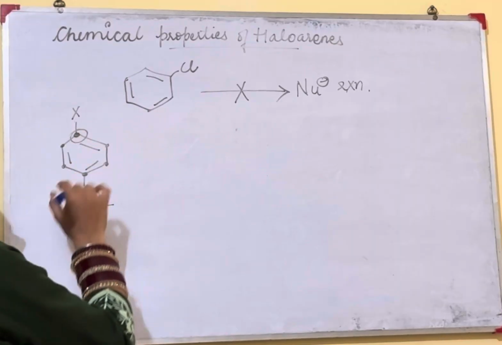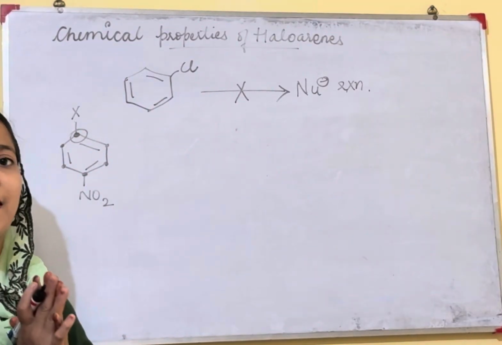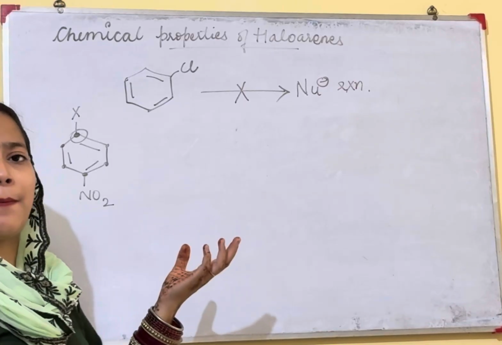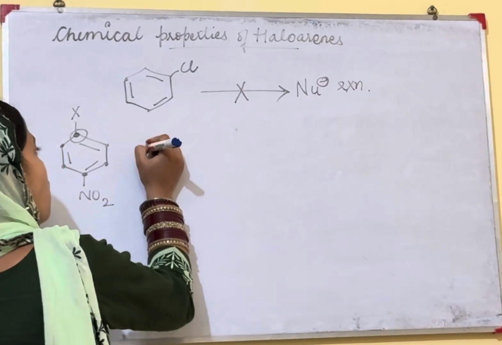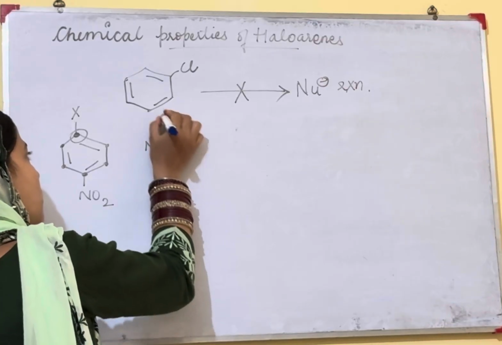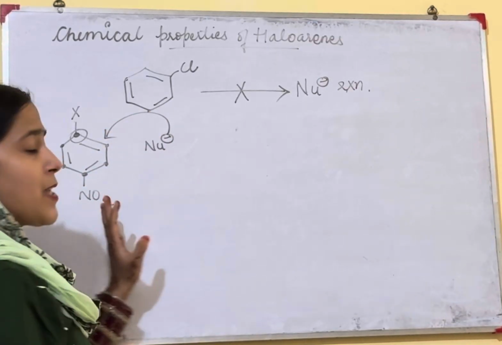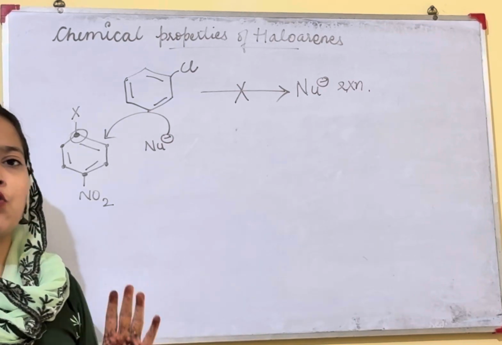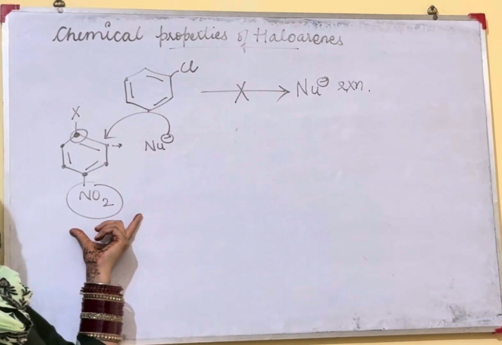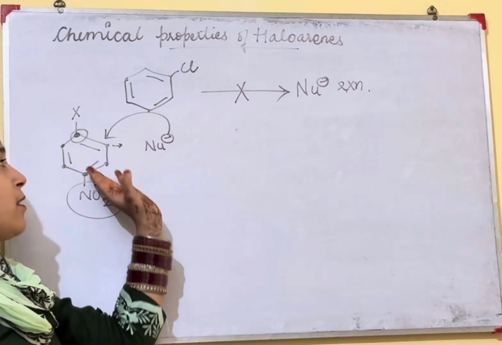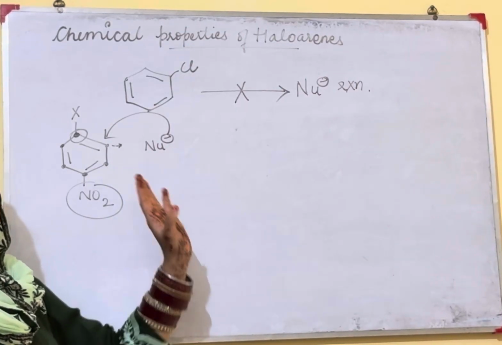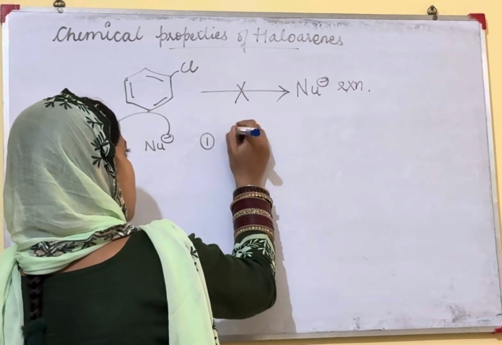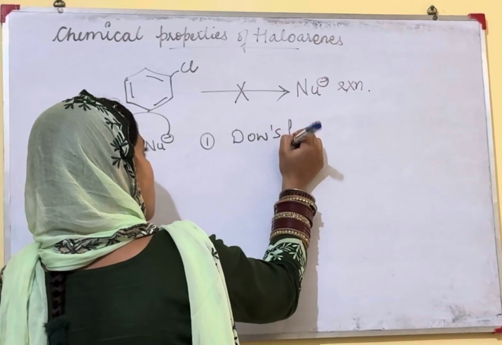Due to which this benzene ring becomes electron deficient to some extent as compared to normal benzene. Only then will this nucleophile attack on this benzene ring, and only then will it undergo nucleophilic substitution reaction. So the nitro group makes it electron deficient, and the nucleophilic attack will take place easily. There are some examples of nucleophilic substitution reaction. First one is Dow's process.